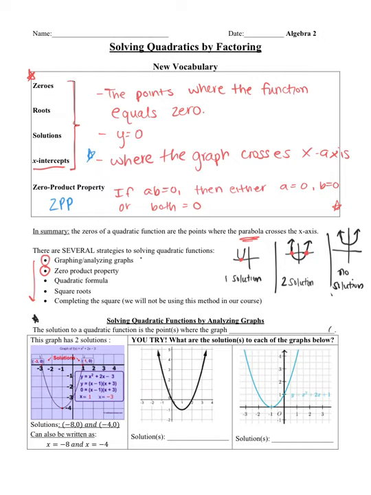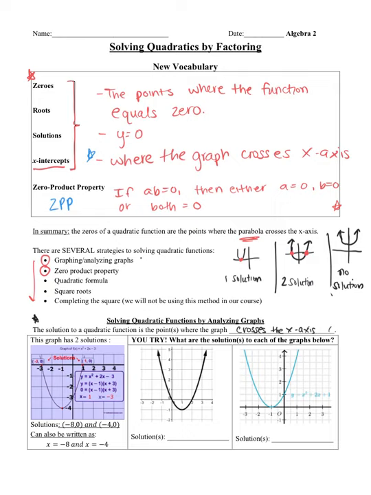The solution to a quadratic function is the point where the graph, always remember, crosses the x-axis. Okay, so go ahead and fill that blank in. We are always finding the points that cross the x-axis because those are our solutions.